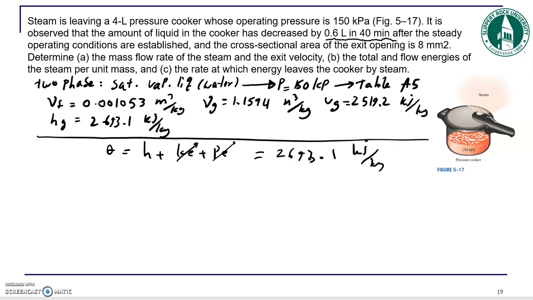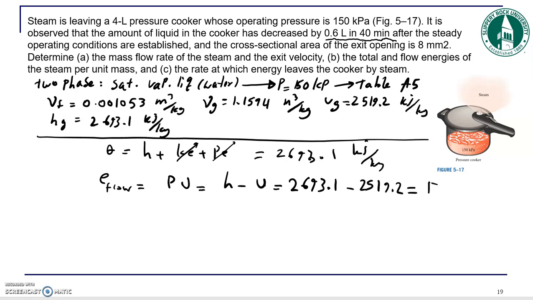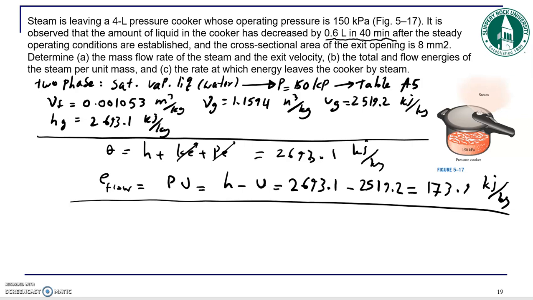And the flow energy, remember, was equal to P, pressure, multiplied by specific volume, which is h minus u, right? Remember the relationship between enthalpy, internal energy, and the flow energy, right? So h minus u is equal to 2693.1 minus 2519.2. That is equal to 173.9 kilojoule per kilogram, right? And that's it. That's part B.